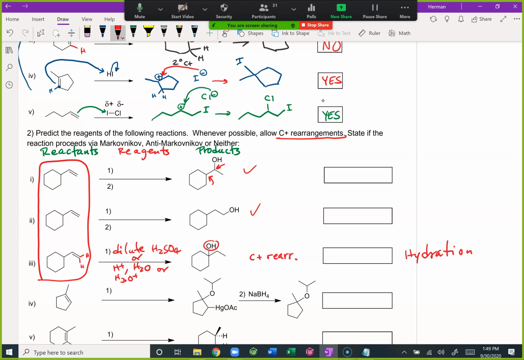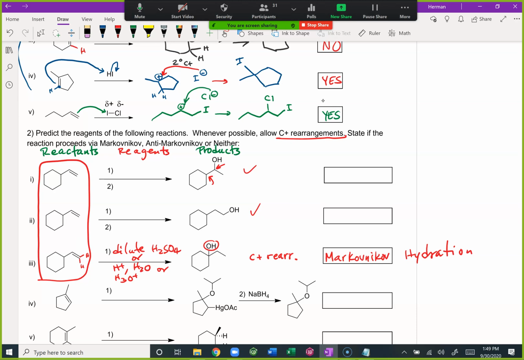Does this reaction proceed via Markovnikov or anti-Markovnikov, or neither? Yes, it's Markovnikov, because protons do matter here. You have 2 versus 1. All right.